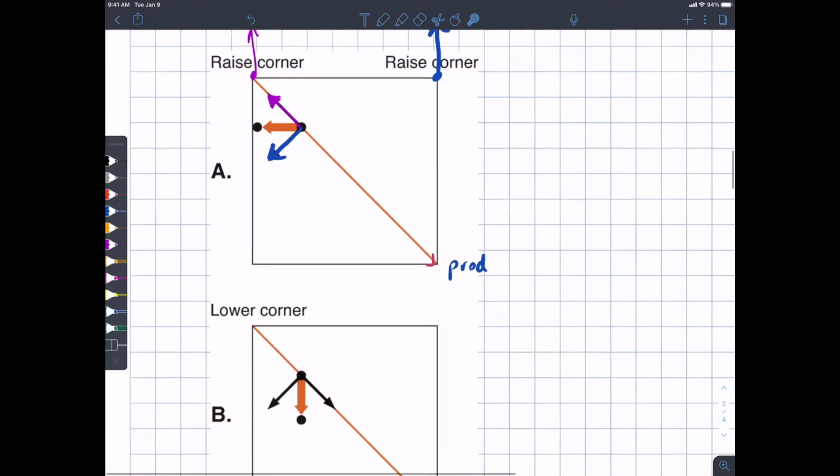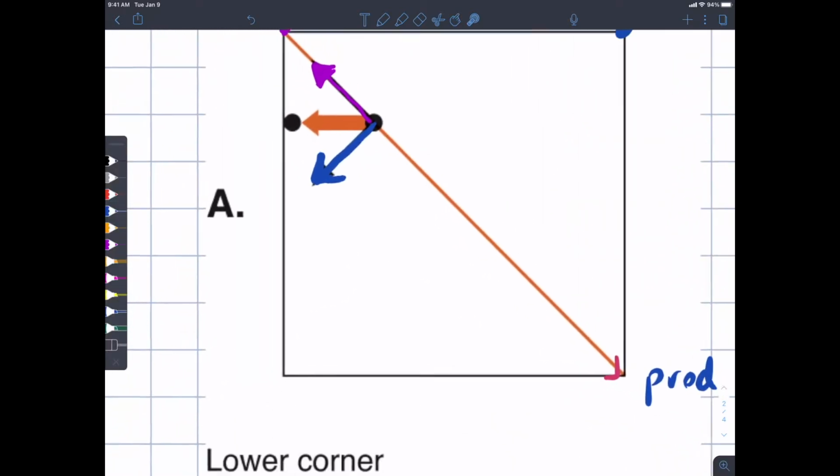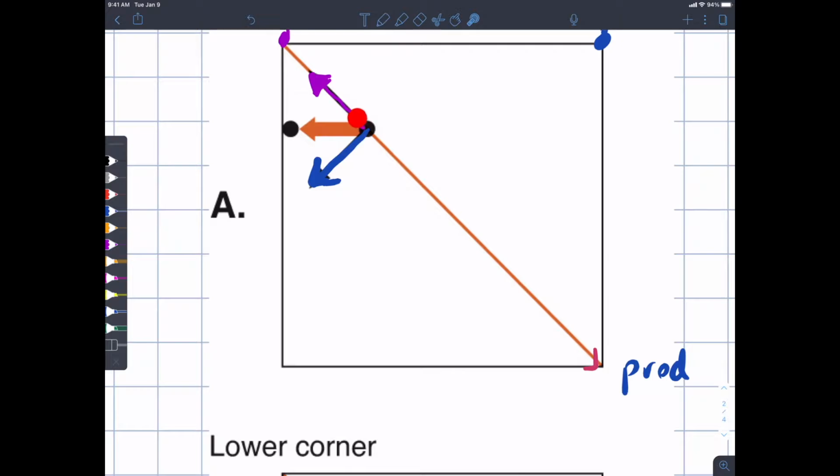Because these effects can cancel each other out, right? This effect moves you earlier here and earlier there. This effect moves you earlier this direction, but later this direction. And so overall, the change is here.